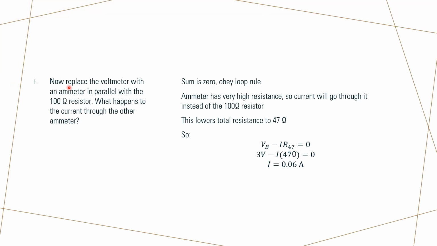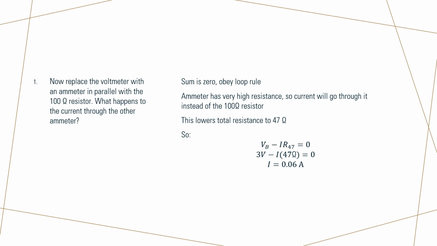So now we're going to replace the voltmeter with an ammeter in parallel with the 100 ohm resistor. So what happens to the current through the other ammeter? The sum is going to be 0 because of the loop rule. The ammeter has very low resistance, so current will go through it instead of the 100 ohm resistor. So now all the current is going through the ammeter, which lowers the total resistance of the circuit to 47 ohms. And now we can use Ohm's law again to calculate the current, and it's 0.06, so roughly 3 times greater.